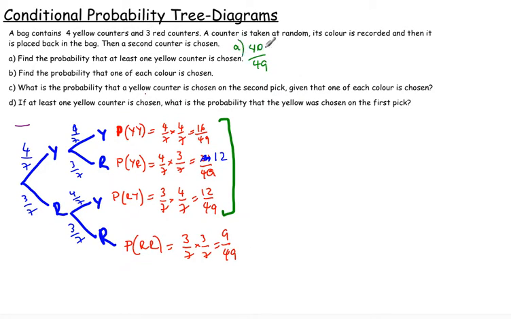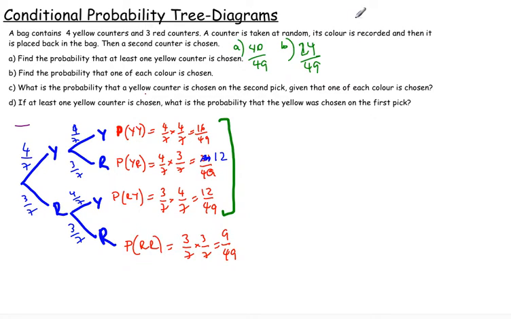That's part A. Part B says find the probability that one of each color is chosen. So that's the probability of red-yellow or yellow-red. Both of these combinations give us one of each color. And if we add those two together, we get 24 over 49.